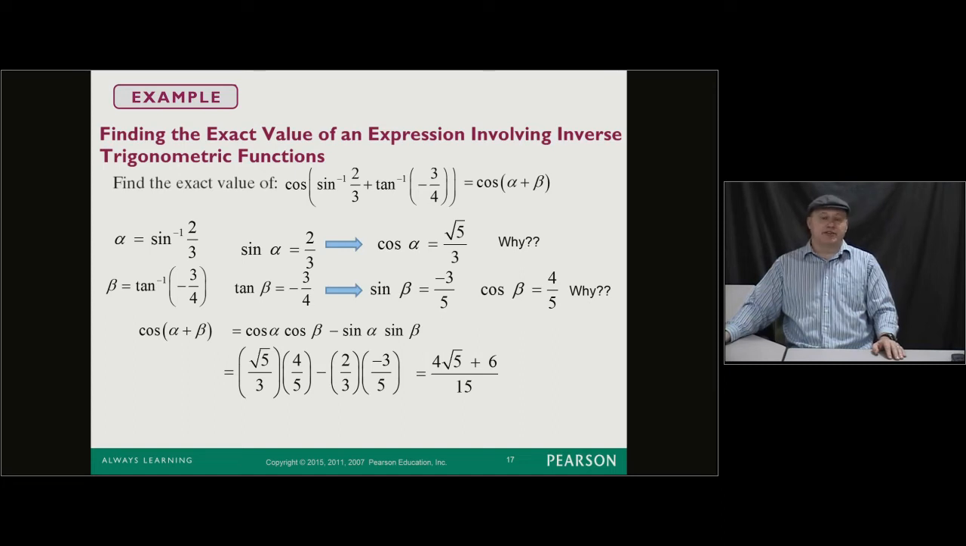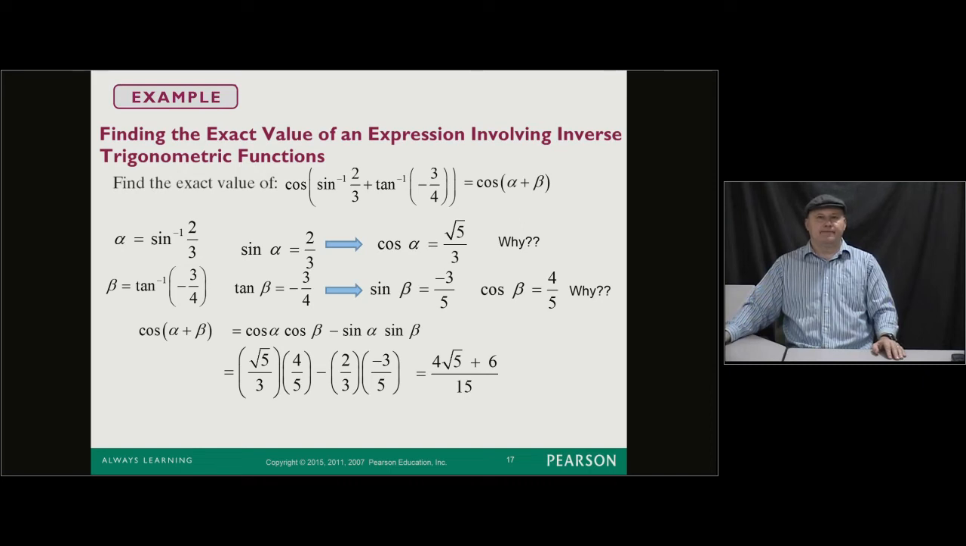And notice what the instruction says. Find the exact value, which basically means throw out your calculator. You don't get to use it here. So this is what you would have to do. If it just says find the value of that, then your calculator would be fine. But anyway, what you do here is you just apply inverse trig functions to figure out the rest of your trig functions evaluated at alpha and beta.